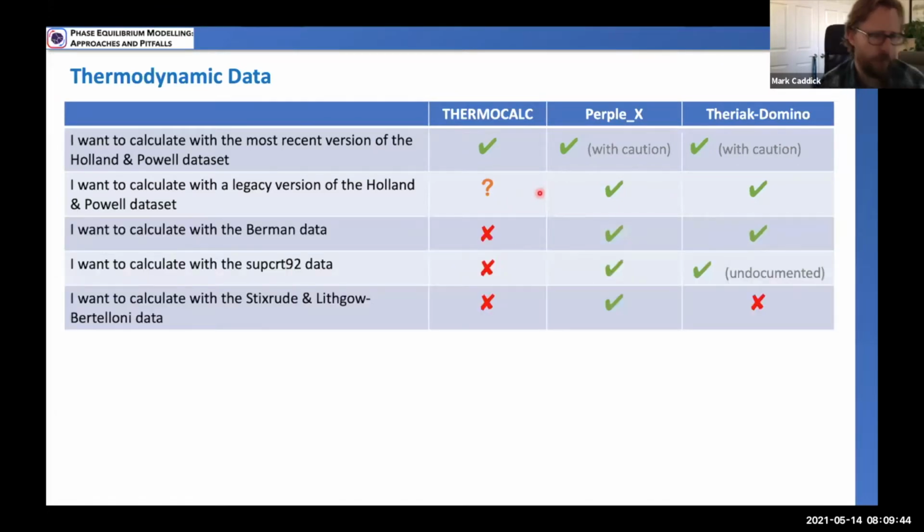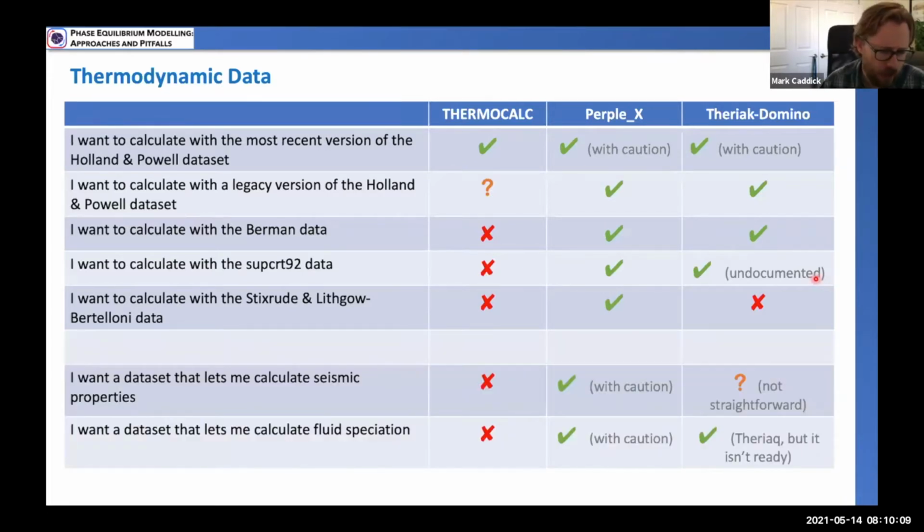If you want to calculate with the Berman data or the Supercrypt data or the Stixrude and Lithgow-Bertelloni data for mantle phase equilibria, we have a little bit less flexibility. Thermocalc is not going to be able to help us solve that problem. Perplex and Theriak-Domino will do. And so there's a differentiator there.